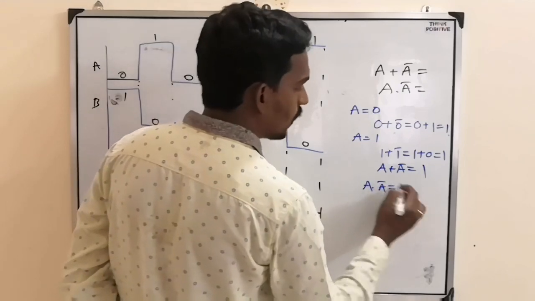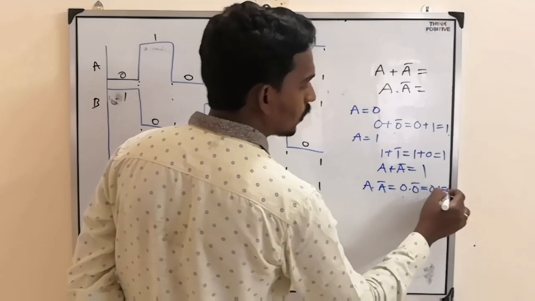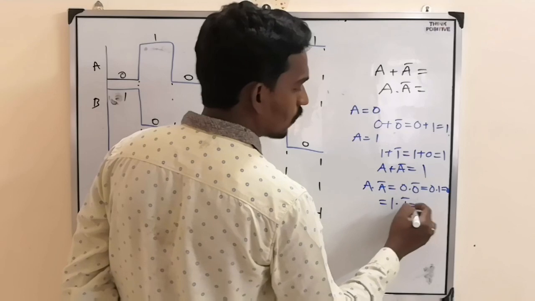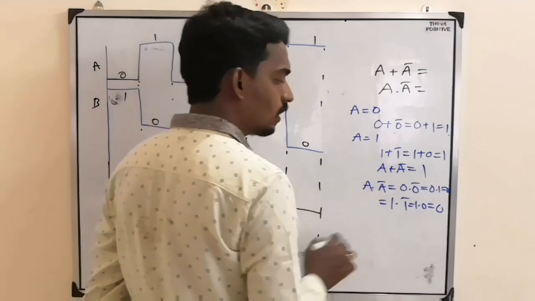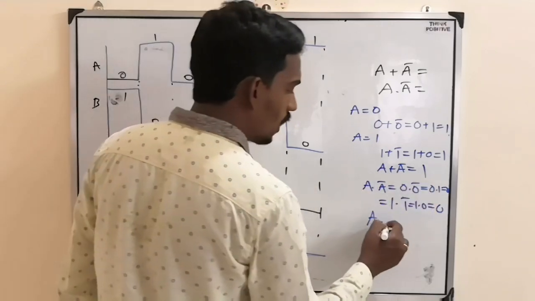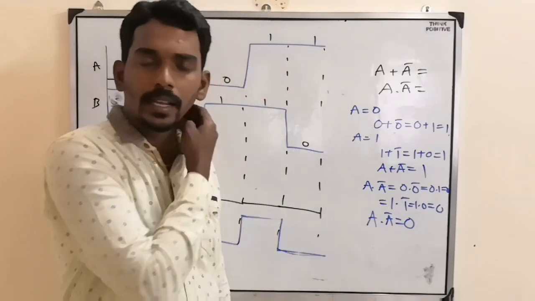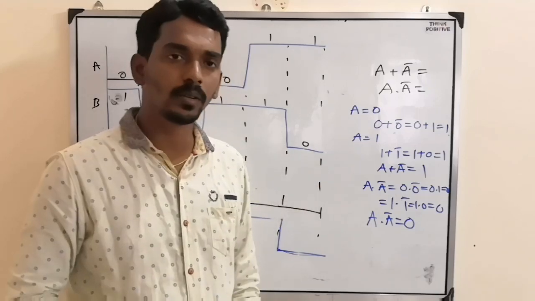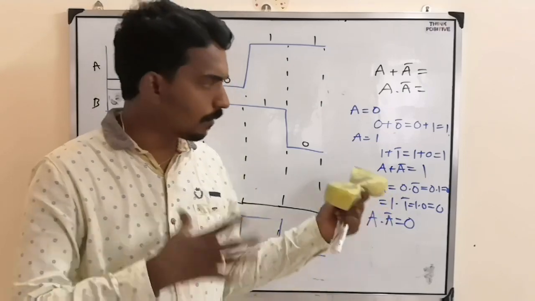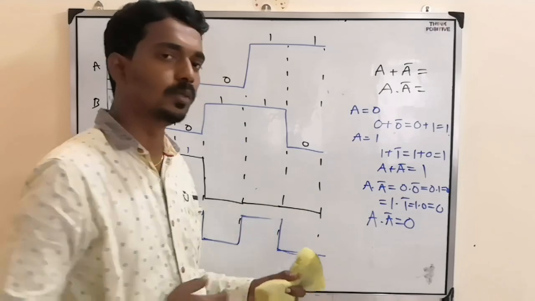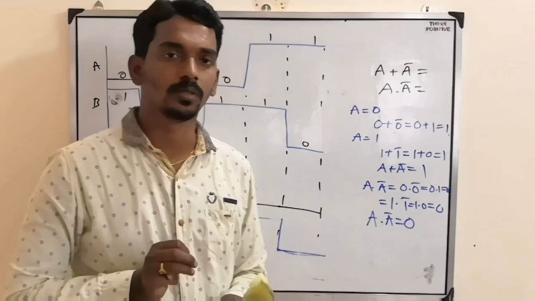Also A dot A bar: first 0, 0 dot 0 bar equals 0 dot 1 equals 0. Next 1 dot 1 bar, 1 dot 0 equals 0. For both inputs, for 0 as well as 1, it is getting 0. Then A dot A bar is 0. This kind of understanding helps you in solving questions related to Boolean expression simplification using De Morgan laws. When you have to simplify, sometimes you may have to use De Morgan laws, along with these kinds of logic.